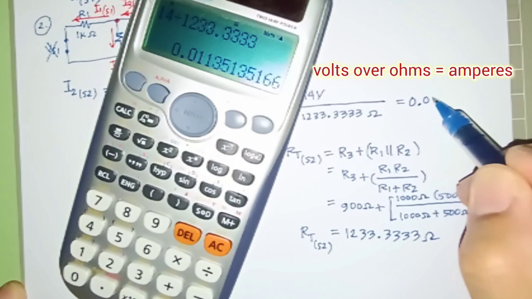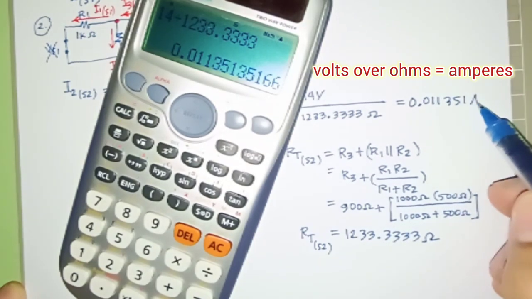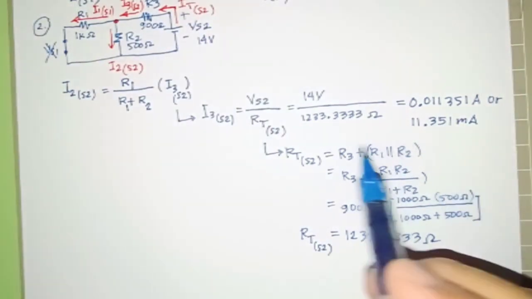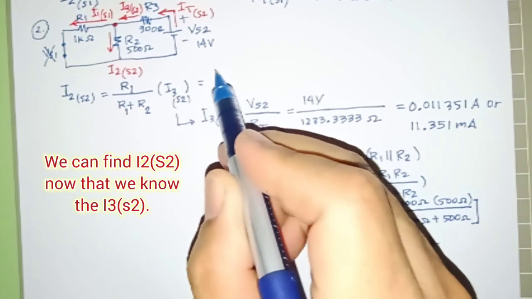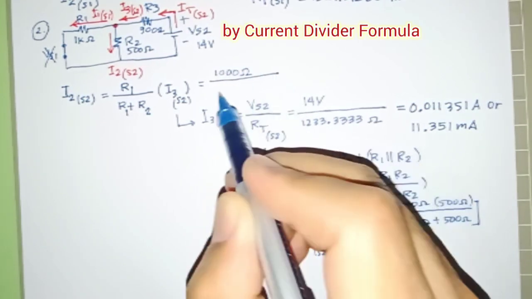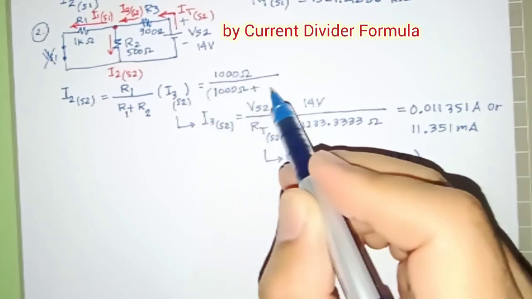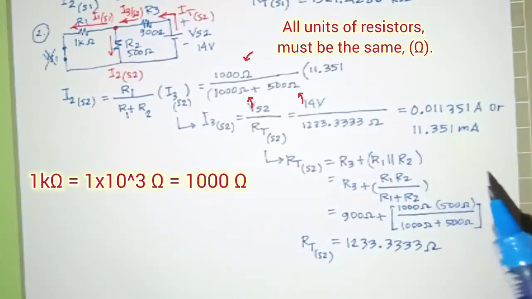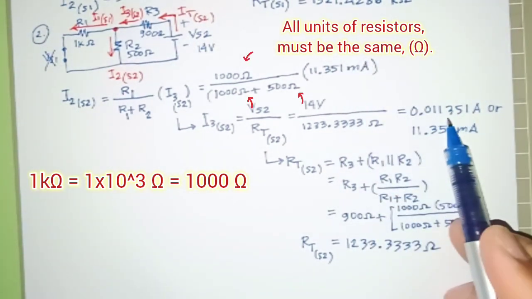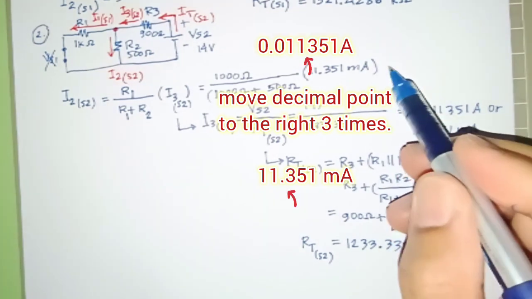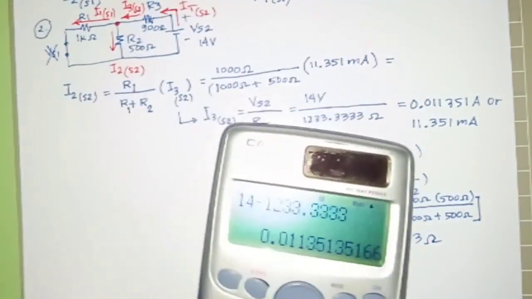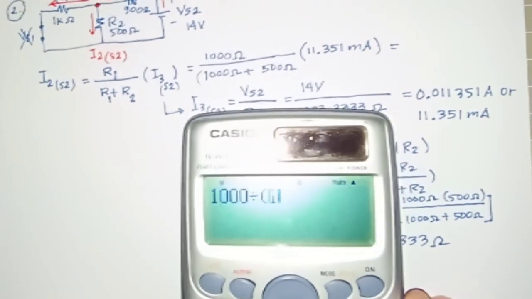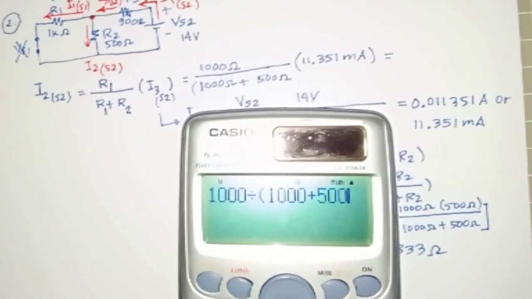So we got here 0.113513516, but I'll just write up to 6 decimal digits. You may write the current in milliamperes too, like what I did now. I just moved the decimal point to the left 3 times. Now, going back to the current divider rule, substituting the values of I1, R1, and R2, and the I3 S2 that we have calculated, that will be equal to 0.011351, or 11.351 milliamperes, we will multiply it with 1000 over the sum of 1000 and 500.